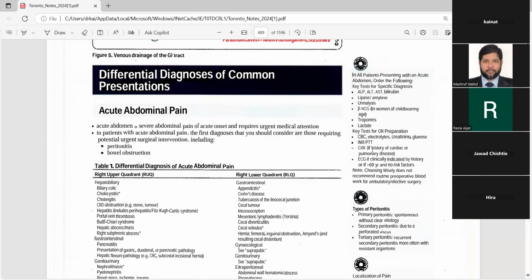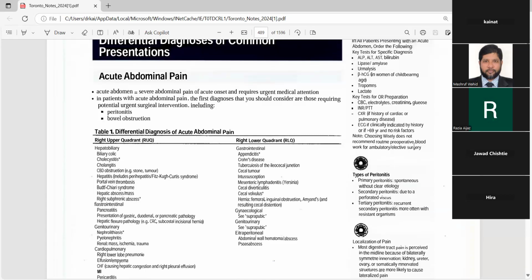Okay, so INR, PTT, Choosing Wisely does not recommend routine preoperative blood work for ambulatory elective surgery. As I said, for elective surgeries, we don't do any blood work. We only go for CBC. Although in other countries we do a lot of things, here in Canada, only CBC.